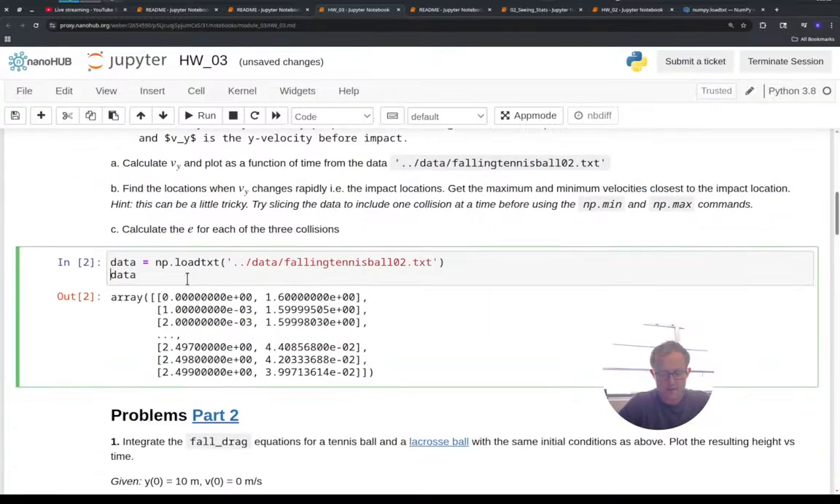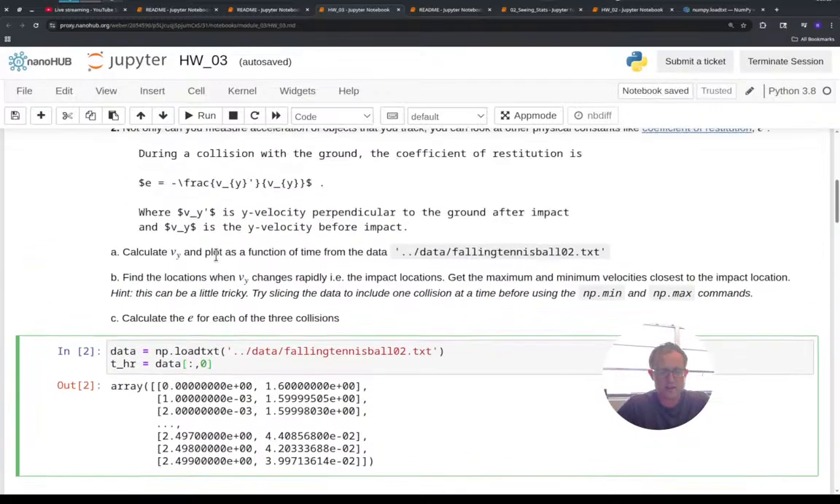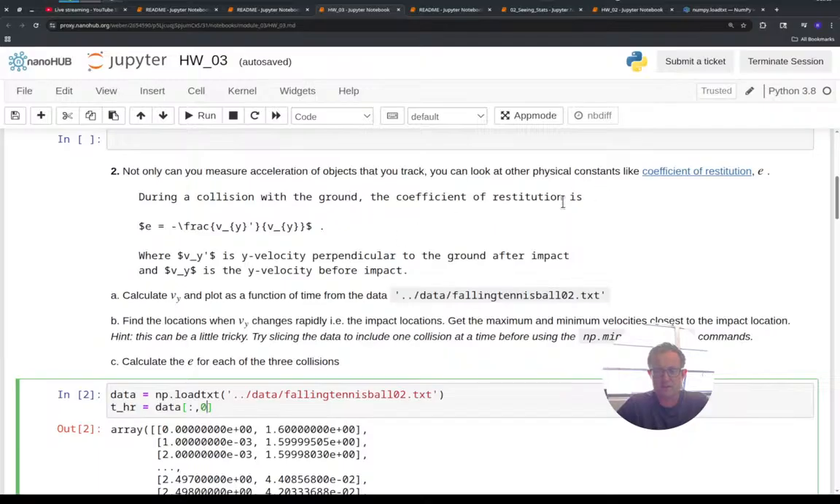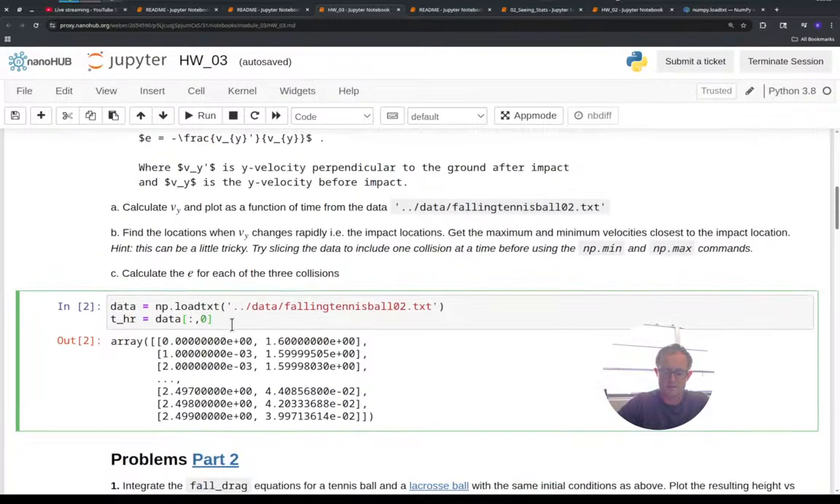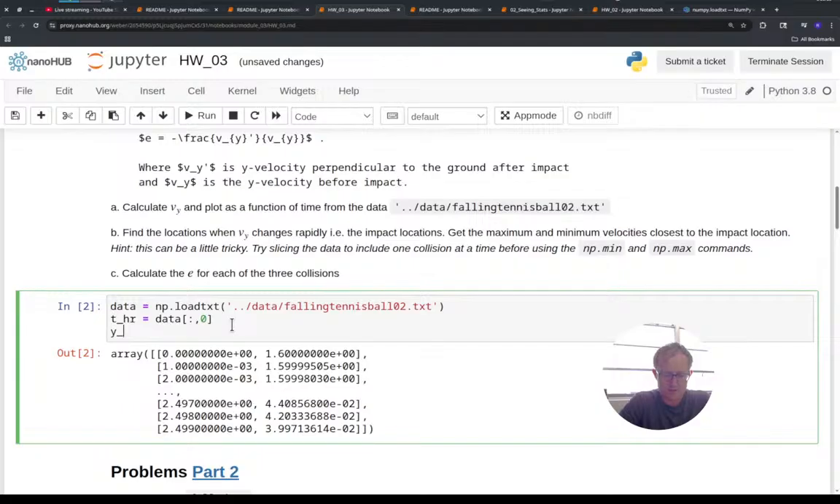All right, I've got T, I'm going to call it T high resolution. I'm going to follow my own advice. Normally I don't follow my own advice. I call everything T, X, and Y. Here I'm going to actually label it as high resolution time and high resolution Y, so altitude and time.